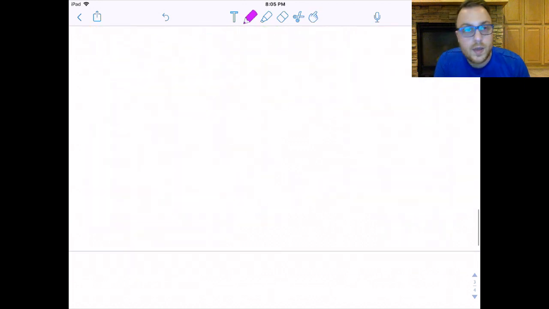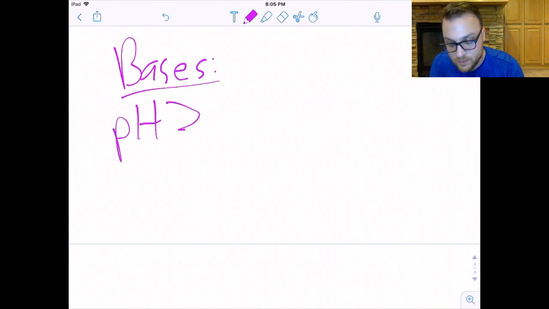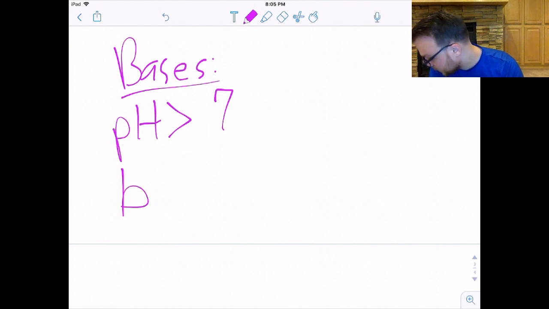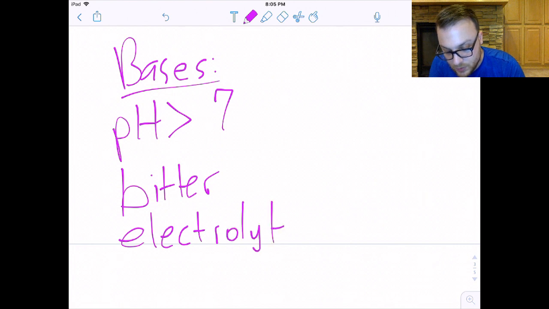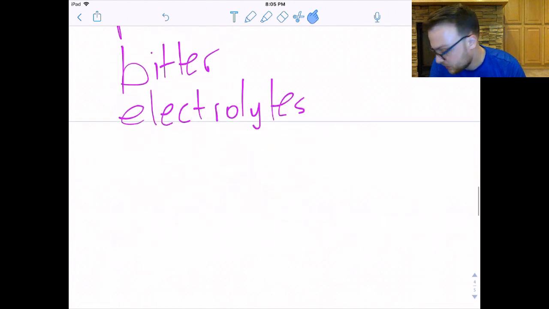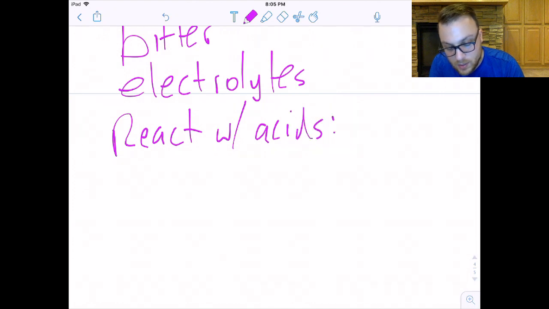General properties of bases. pH is greater than 7. All right, their pH is greater than 7. They tend to taste on the bitter side. They are considered electrolytes, so they also conduct electricity. Much like an acid could react with a base, they react with acids. And they neutralize each other, especially when they're both strong.